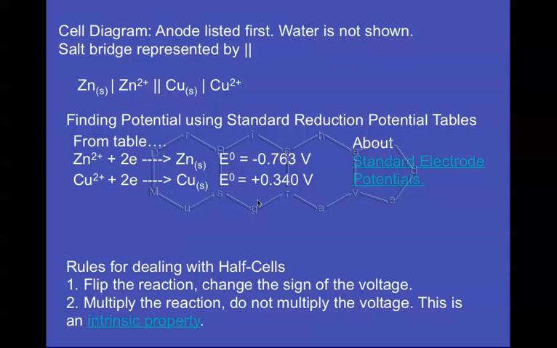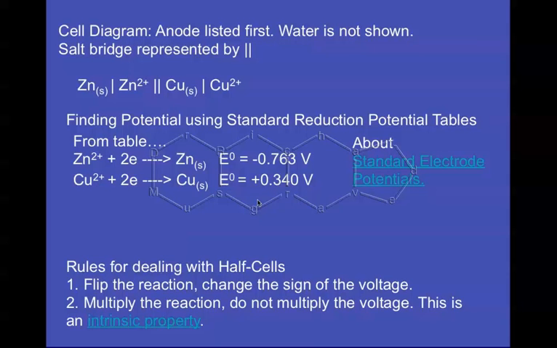Now an intrinsic property is a property that doesn't change depending upon the amount of something that you have. Other intrinsic properties that we know of include color. If you've got a kilogram of copper sulfate, it's blue. 10 grams of copper sulfate is still blue, so the color doesn't depend on the amount you have. Density doesn't depend on the amount you have. Melting point, boiling point, lots of other things that don't depend on the amount you have of the material.